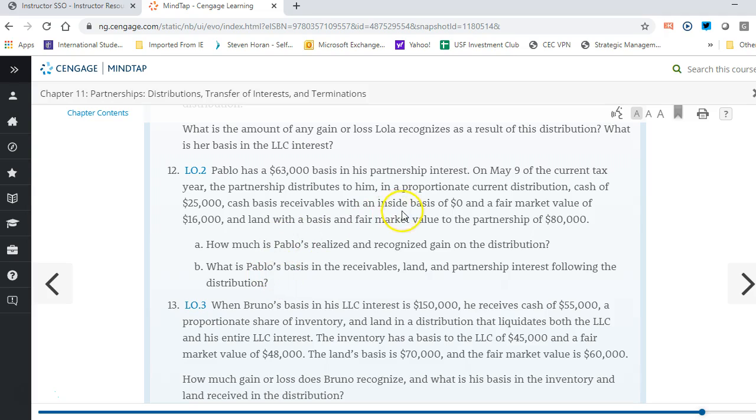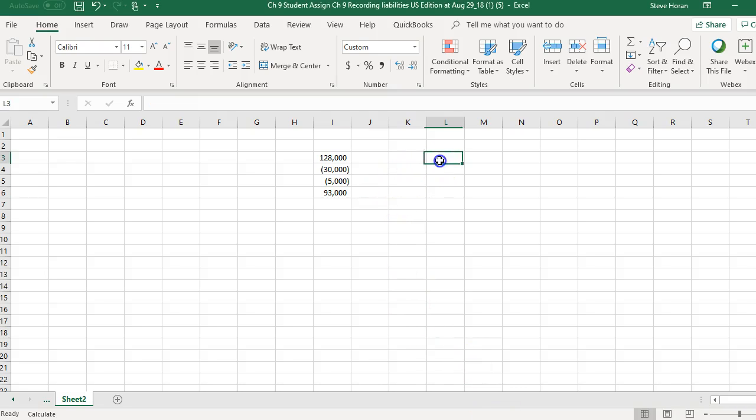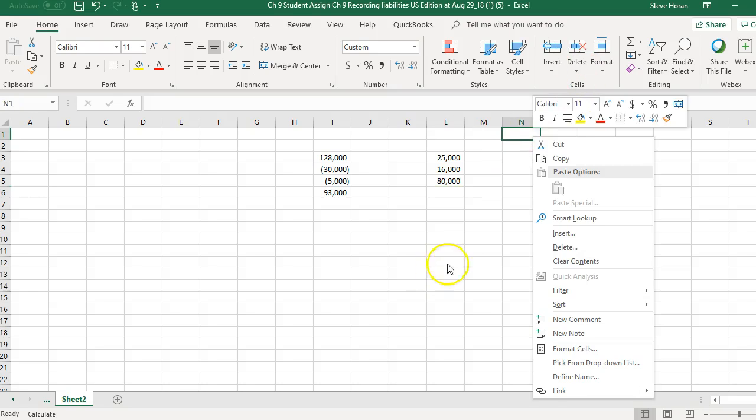Okay, so just keep in mind here, we'll go over to Excel and solve this. So it says right here, 25,000 cash, receivables basis of 0 with a fair market value of 16, land basis and fair market value of 80. Okay. So I'm going to take a look at all that information as we go ahead and do the calculation. So let's do this for Pablo. And so what Pablo receives is cash at 25, the receivable is 16, the land of 80. Sum those up.